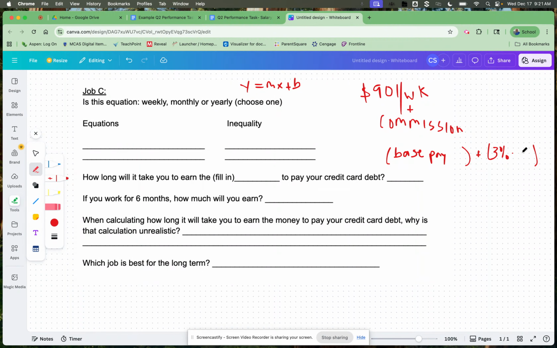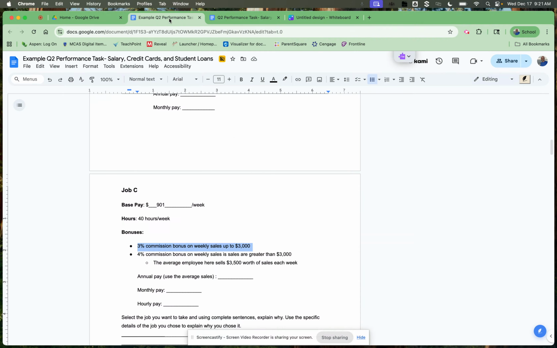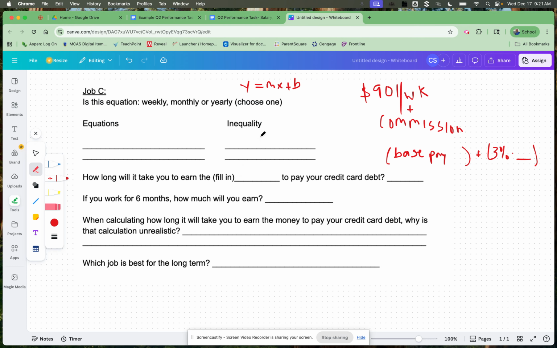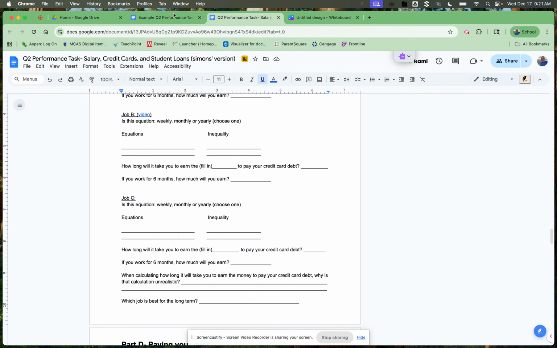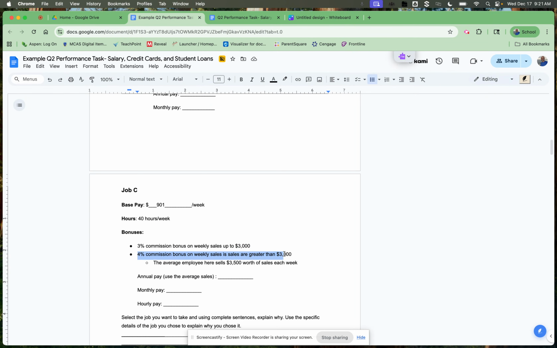And I don't know how much I'm going to sell. And so in math, what do you put? When we don't know, what goes here? That's my first equation. And for the inequality, when do I earn this? Up to $3,000. So in math, how do we write up to $3,000? So it's got to be less than $3,000. That's my first equation.